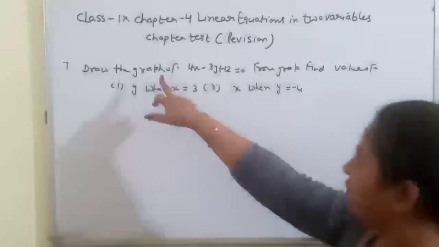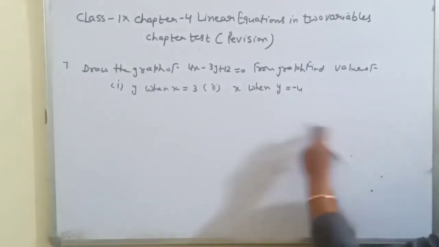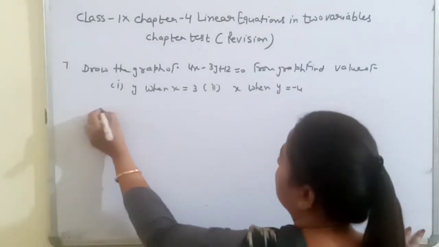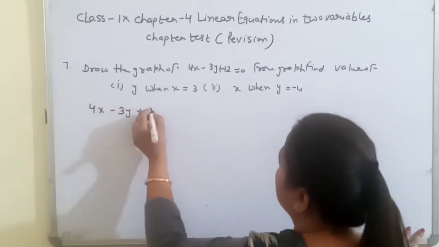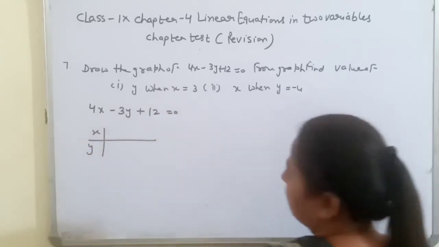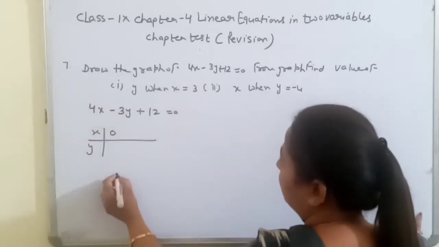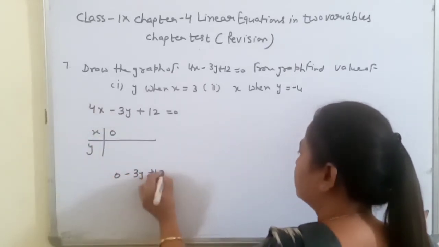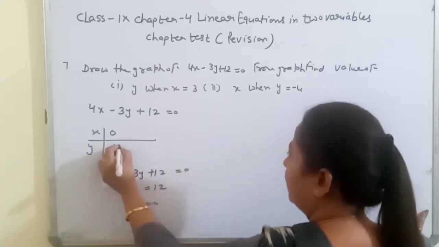Now question 7: draw the graph of 4x minus 3y plus 12 equal to 0. From the graph, find the value of y when x is 3. So firstly we will draw the graph for 4x minus 3y plus 12 equal to 0. Take x, y. Firstly x is 0. When x is 0, 0 minus 3y plus 12 equal to 0, so 3y equal to 12, y equal to 4.